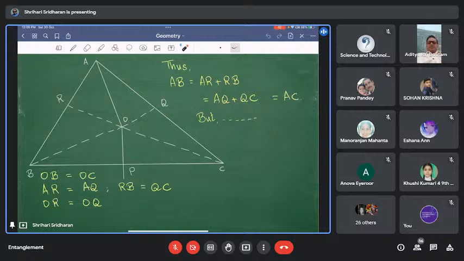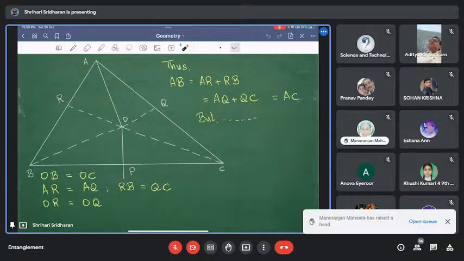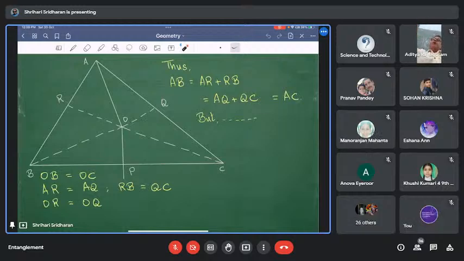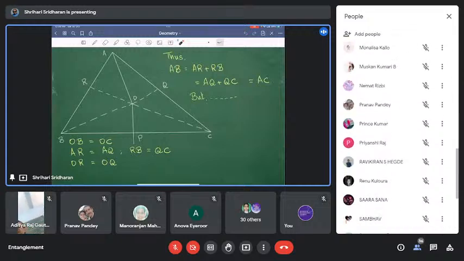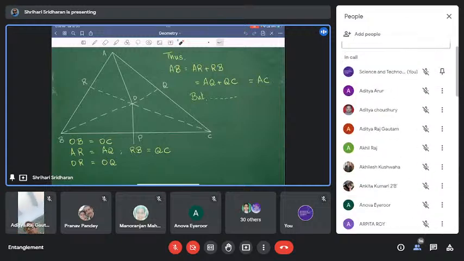Now, even for my eye, it very clearly tells me that my AB is not equal to AC. My AB is slightly shorter in the triangle. AC is slightly longer in the triangle, ain't it? But I have AB equal to AC. Does somebody want to think about what's wrong? Or do you want to hazard a guess as to where we could have gone wrong?